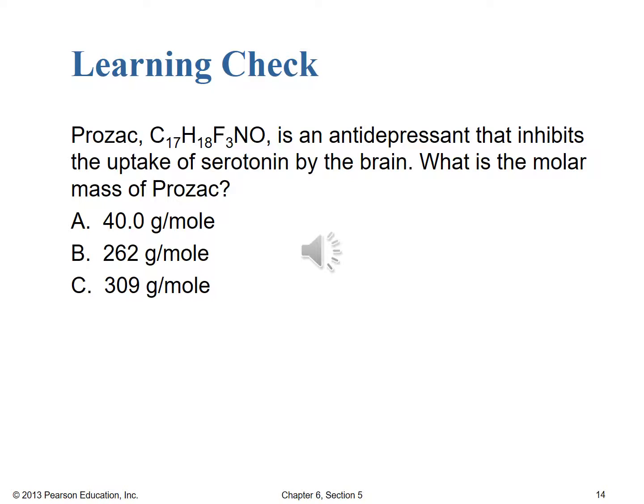Prozac, C17H18F3NO, is an antidepressant that inhibits the uptake of serotonin by the brain. What is the molar mass of Prozac? So go ahead, calculate it correctly.